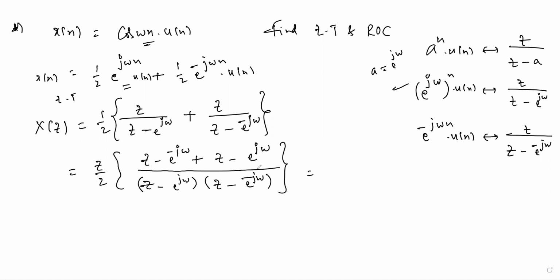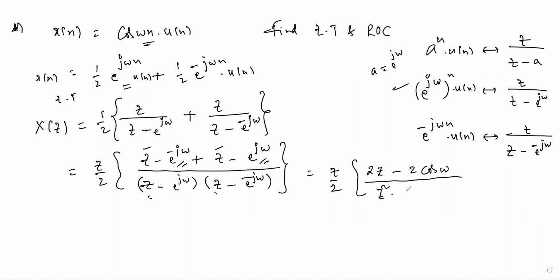In this one, there are no cancellations. Z by 2, here 2 z's minus. Now e power j omega plus e power minus j omega, if I take minus common, that can be written as 2 cos omega, divided by this one. Let us multiply inside.